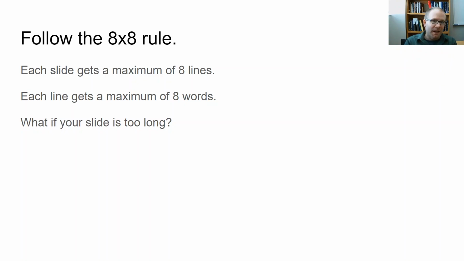Now, what do you do if your slides are too long? What if you make up your slide and it's got 12 lines on it, and you need all 12 of those lines? Guess what? If you have a slide with 12 lines, you now get to make 2 slides with 6 lines each. All you have to do, duplicate that slide, start carving out the lines that need to go together, and you've got yourself 2 slides.